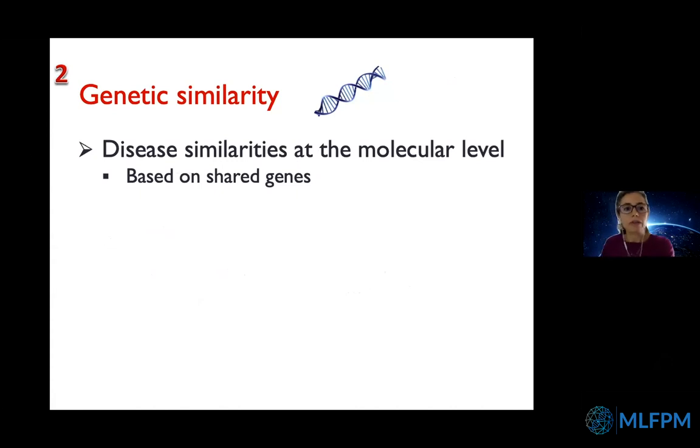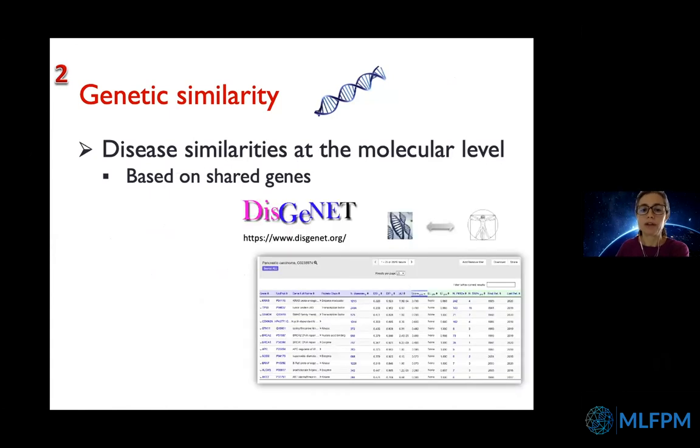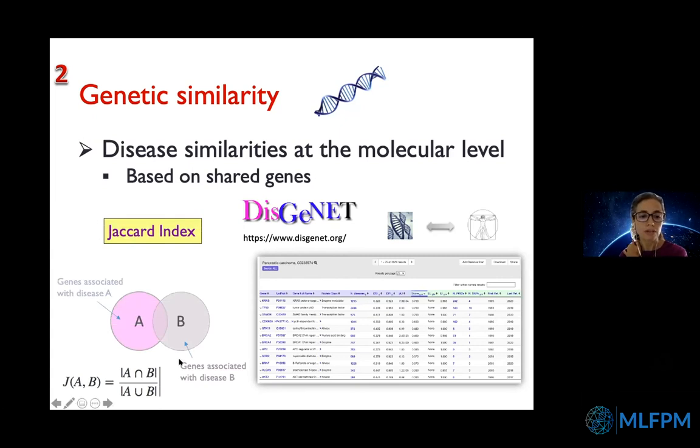The other metric, which is based on genetic information, is based on obtaining lists or sets of genes that are associated with the diseases that we are studying. For that, we use the DisGeNET platform, which is a platform developed by our group that integrates information on genes and variants associated to human diseases. In this way, we can obtain for each disease of the trajectory a list of genes that have been studied in association with the disease. And what we do then is apply a Jaccard index to assess the similarity of the diseases based on these gene sets.